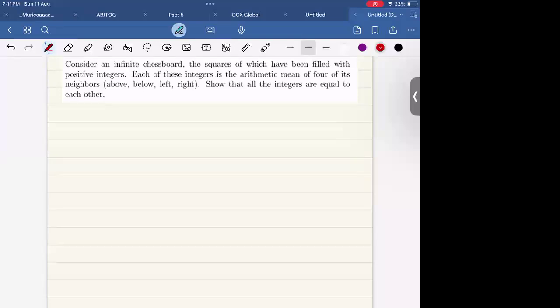We just contradict the maximality. So if there exists a maximum element A, the arithmetic mean of its neighbors should be equal to A. So at least one of them should be greater than A if there exists one which is less than A. Okay, so if I'm getting you right, you consider the maximal element, and then all of its neighbors must be equal to it, right? That's what you're saying. Yes. Okay, that's a very good idea.